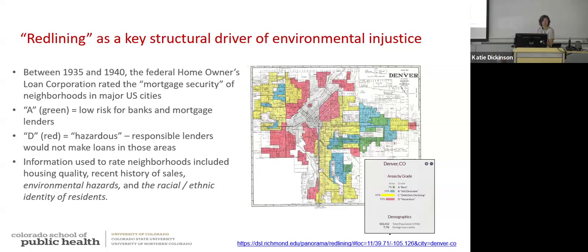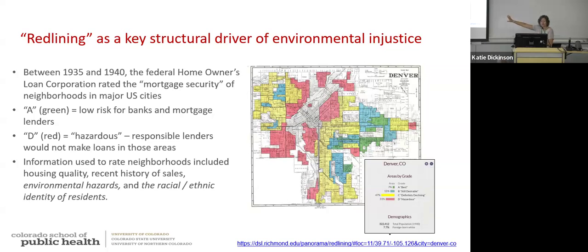So this was a policy that ended a long time ago. The policy existed in the 1930s, in which the Federal Home Owners' Loan Corporation, so part of the federal government, would go out to different cities and rate each neighborhood in terms of how risky it was for banks to lend people money to buy homes in that area. Okay, so they would rate each neighborhood.